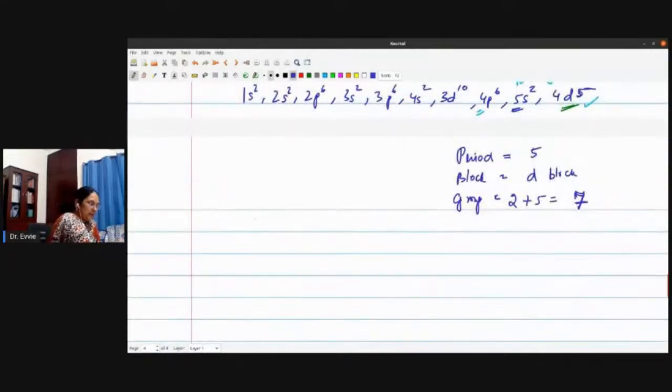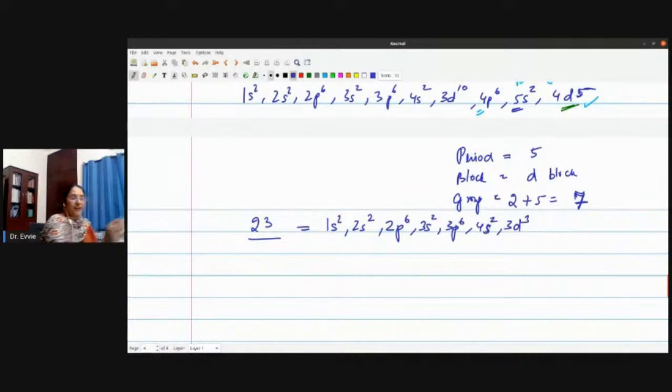One small example. Suppose I say atomic number 23. So immediately, first write the electronic configuration: 1s2, 2s2, 2p6, 3s2, 3p6, 4s2, 3d3. So we are writing the electronic configuration as per the Aufbau principle.